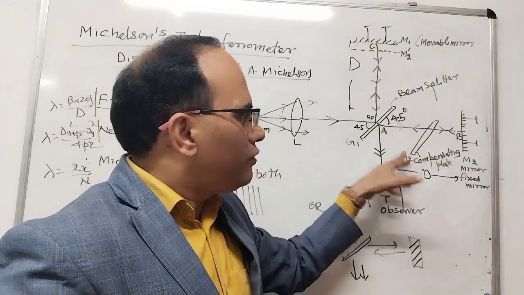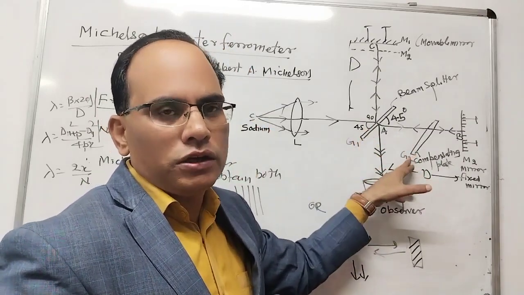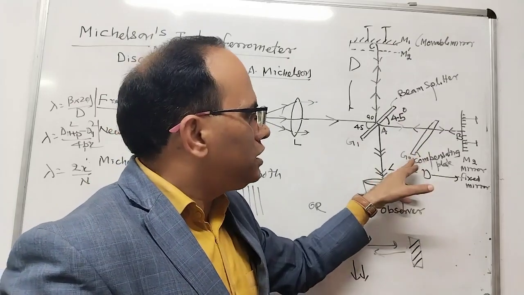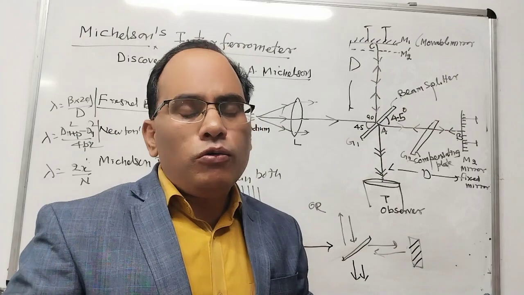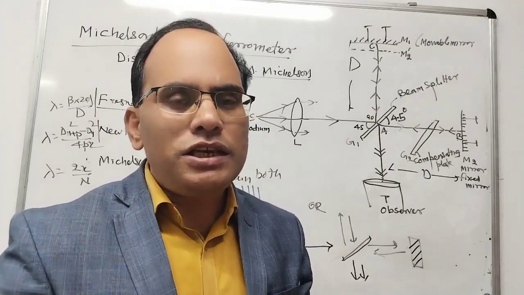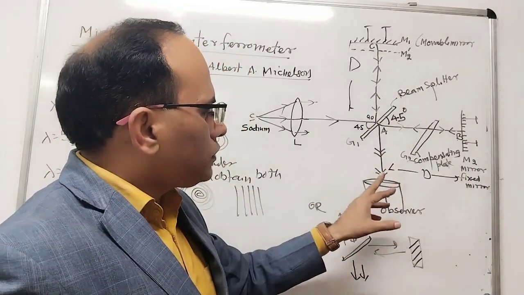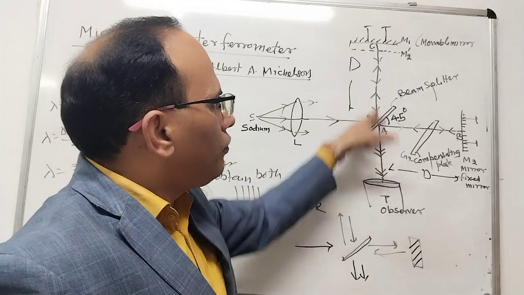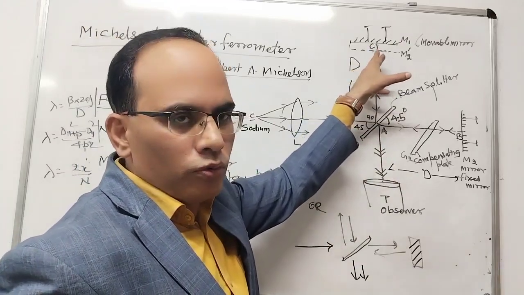Now this plate is different from this plate. This plate has a semi-silvered backside, this one is an ordinary glass plate. The role of this plate is only to compensate or equalize the path difference, so that we can get the fringe pattern. One can observe through this telescope that fringes are formed toward that point C, with mirrors M1, M2, M2 dash.